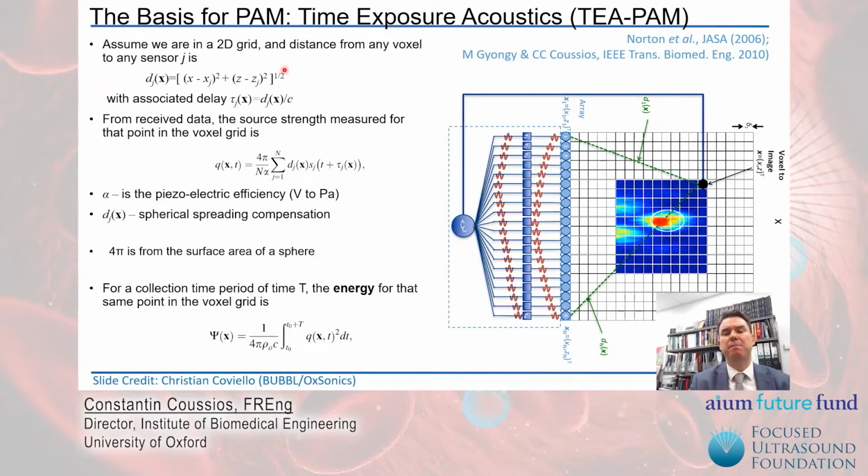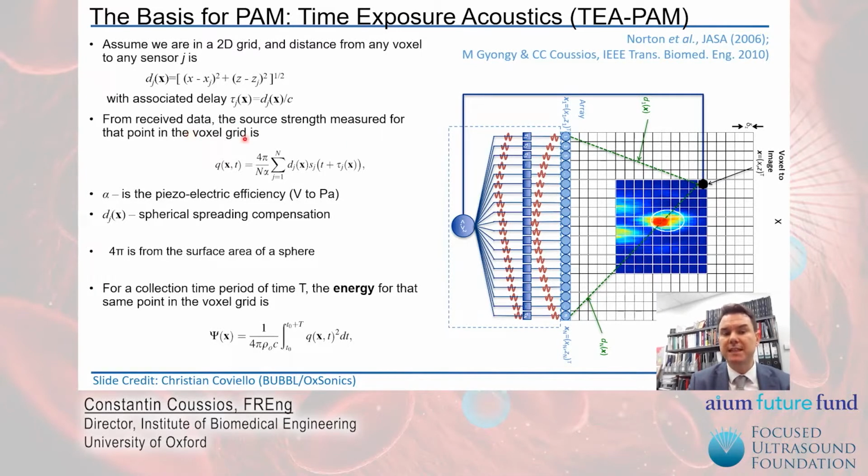The basis for passive acoustic mapping was an algorithm that has become known as time exposure acoustics. This was inspired by seismology, where it was actually used to identify the origins of earthquakes beneath the Earth's crust. This was adapted into a technique for localizing nonlinear sources of acoustic emissions, particularly broadband sources at the time, in any location in a 2D grid as a function of the distance from any particular voxel to the sensor.